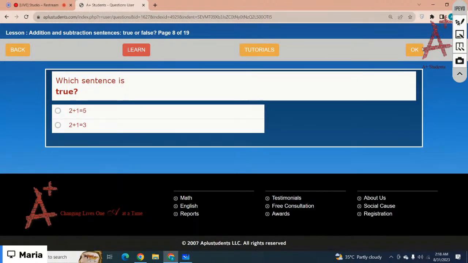Okay, the next one is, which sentence is true? 2 plus 1 equals 5 or 2 plus 1 equals 3. Which is the correct option? When you add 2 plus 1 equals 3, right? That means option number 1 is not the correct one. 2 is the correct one. 2 plus 1 equals 3. So the second option is the correct option.